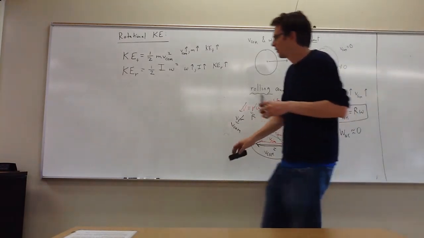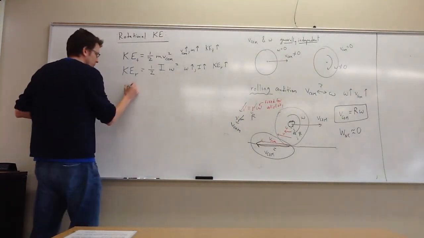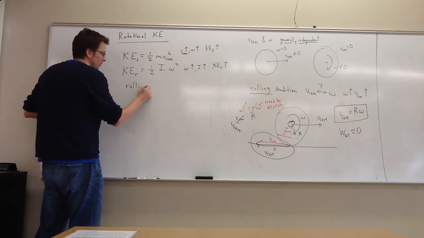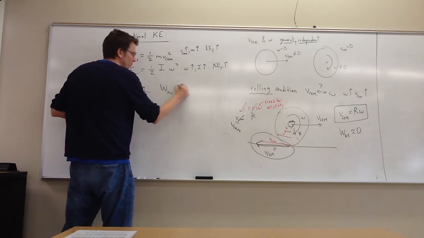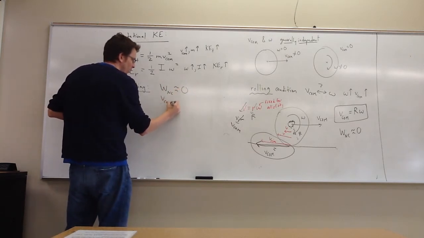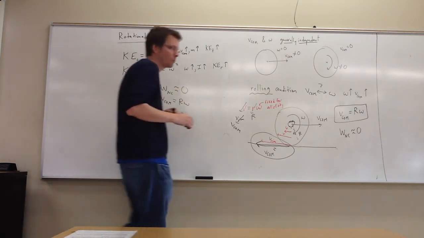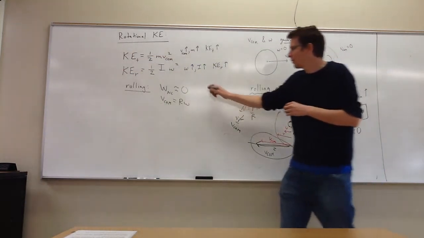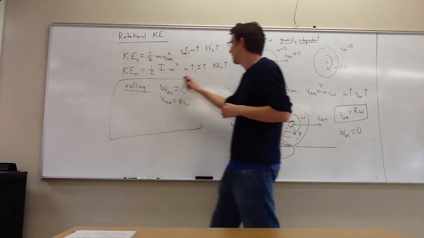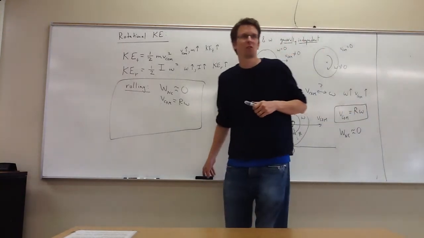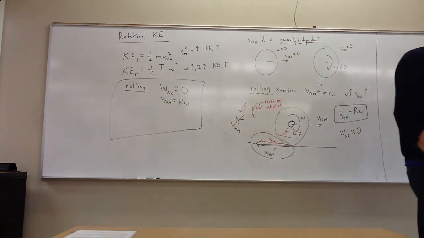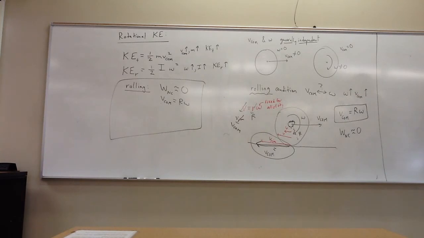Let's go over here, write down things that are true about rolling. When you're rolling, the non-conservative work we approximate is 0. Vcom is equal to r omega. And I want to add one more thing to the list. And let me make a little box so that I can put the final result in that box. And you're going to be very happy to have this final factoid. It's going to make your homework 10 so much easier to have it. So let me show you. Are there any questions, by the way, before I do that?